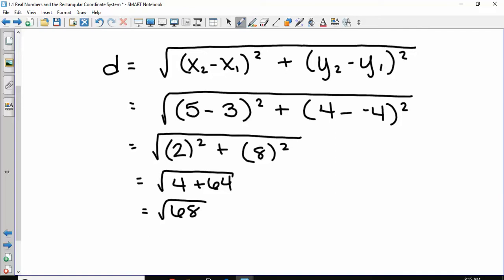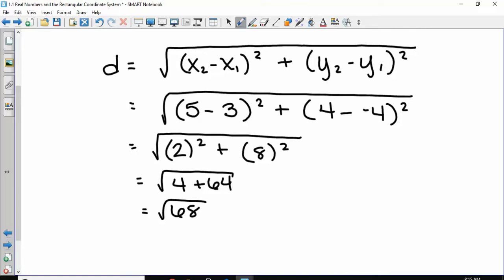I do not want decimals on any answers. I want your answer in lowest radical form. That means if 68 can be broken down, if it's divisible by a perfect square, I expect you to do that. How could you figure this out if it can be broken down? What do you do? Yeah. Grab your calculator. Think about your perfect squares.